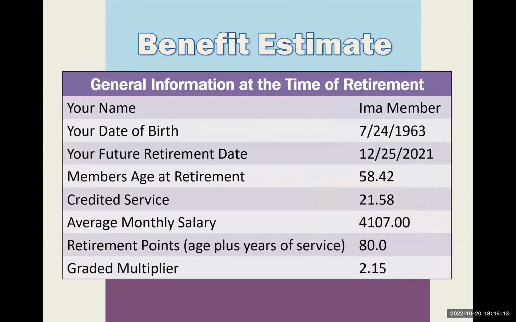All right, so any benefit estimate that you have has this information on it. It's got general information about your name, your date of birth, your future retirement date, and a benefit estimate will always default to your earliest normal retirement date. Your age at retirement, and then you can see it will also show your credited service that we're looking at, the average monthly salary, how many points you have if the point system applies to you, and your graded multiplier.